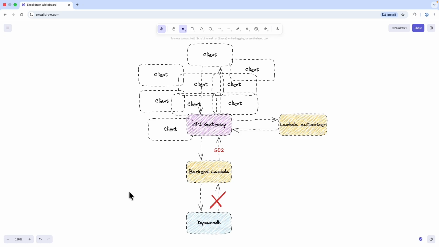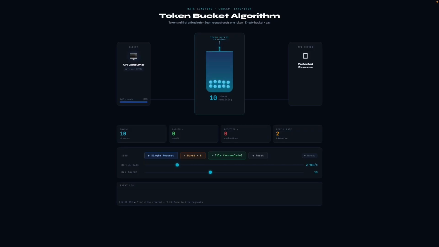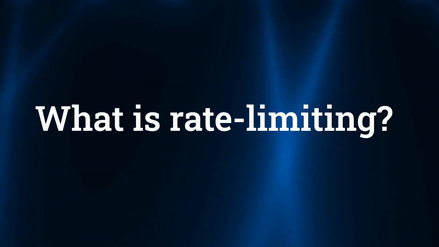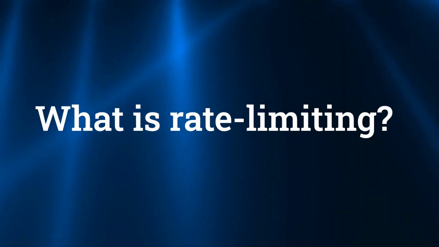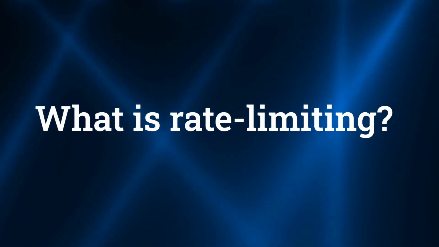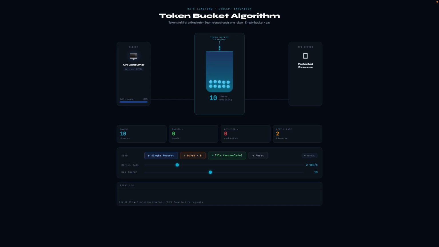Let's get into it. In the beginning, let's start with theory and figure out what rate limiting and throttling are and what they actually mean. Rate limiting is a policy. It's a deliberate rule you put in place at the boundary of your system to control how much traffic any given client is allowed to send.